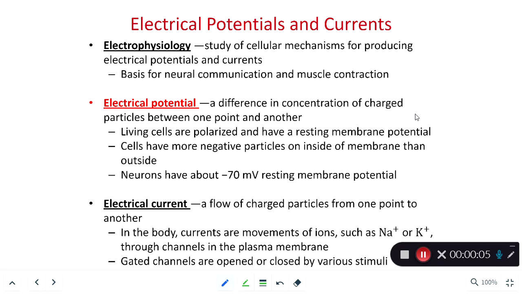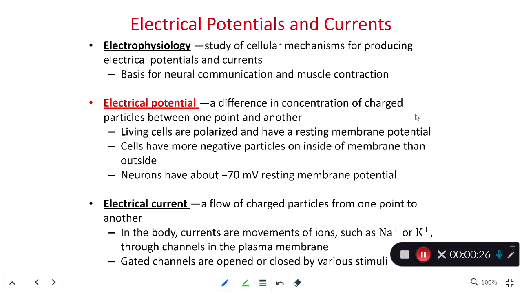Hi class, in this recording we're going to talk about electrical activity of the cells. We're getting ready for the action potential discussions and the details of how an action potential works. For this discussion, we're just going to talk about electricity and electrical activity in a more general sense within the central nervous and peripheral nervous systems.